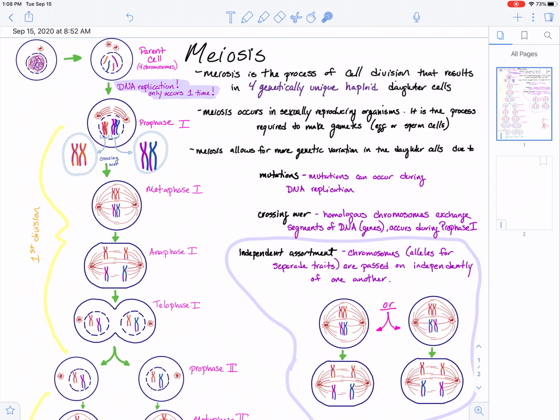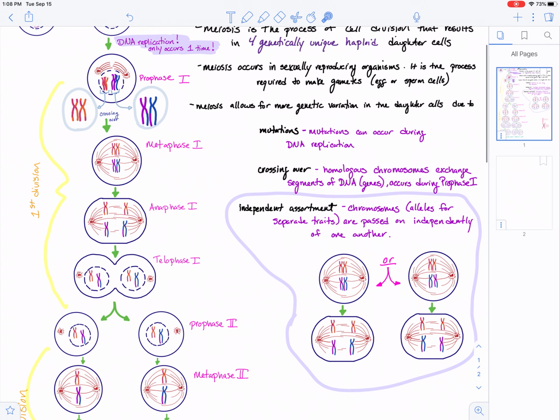The first one is mutations. So mutations can happen anytime you replicate DNA. So it happens during mitosis, so it also happens during meiosis. But then meiosis also has 2 additional ways in which genetic variation comes about. The first one is crossing over, which happens during prophase 1, and I'll talk about that when we look at the picture. And the other one is independent assortment. And so in crossing over, what happens is homologous chromosomes will exchange segments of DNA. In independent assortment, the chromosomes are passed on independently of one another. So I'll kind of show what this looks like once we get to those stages.